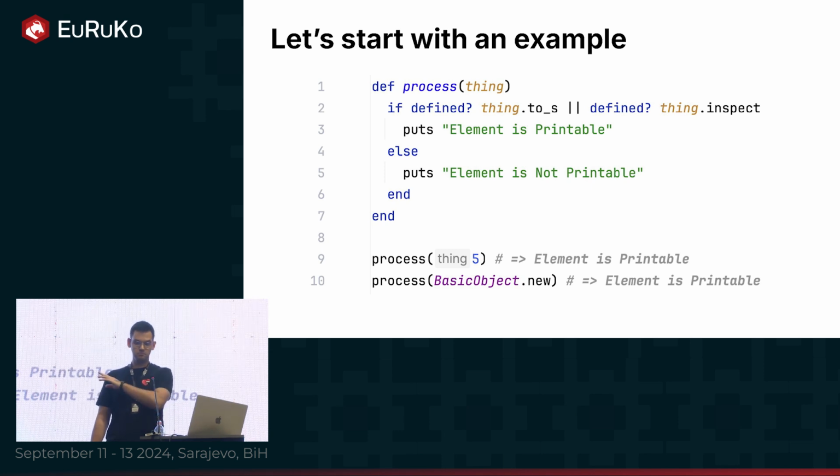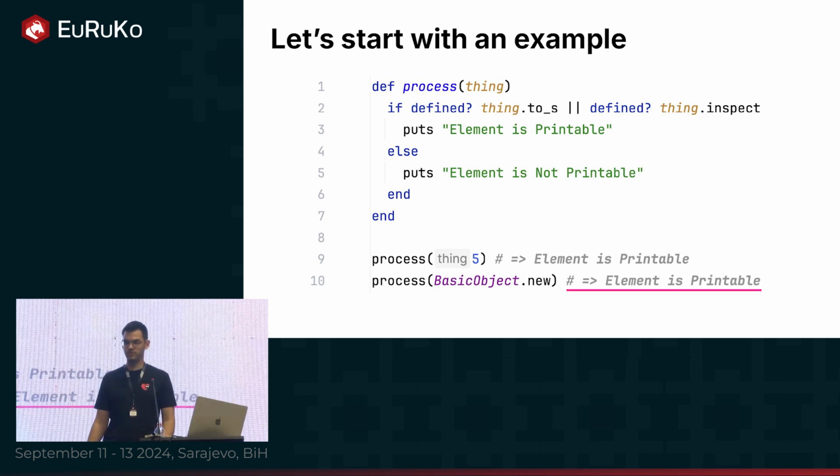And at the bottom, we have 2 calls. The first is process of 5 that prints "element is printable". And that is correct because 5 has a toString method. But the second call looks pretty suspicious because process of BasicObject prints "element is printable". But in fact, BasicObject doesn't have toString or inspect methods at all. And apparently, there is a bug somewhere in this code.